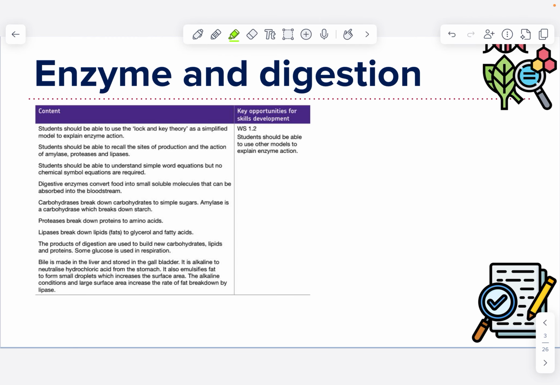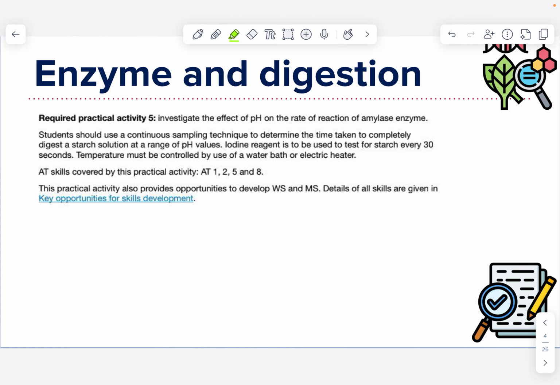So this is the specification. You should focus and read the key parts of it so you're aware of the key things the examiners can ask you. The practicals we'll look at, in particular, we're going to look at required practical 5, which is the effect of pH, but we'll look at some other practicals as well.